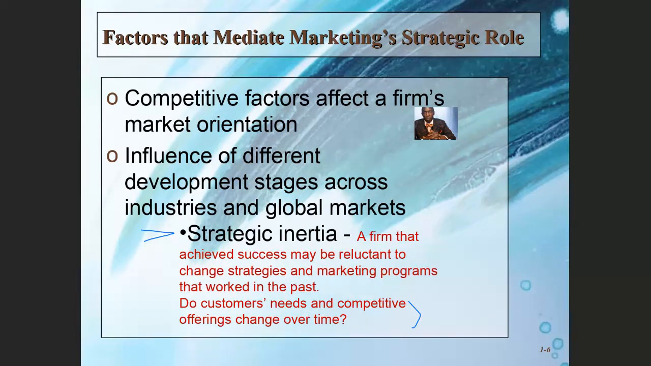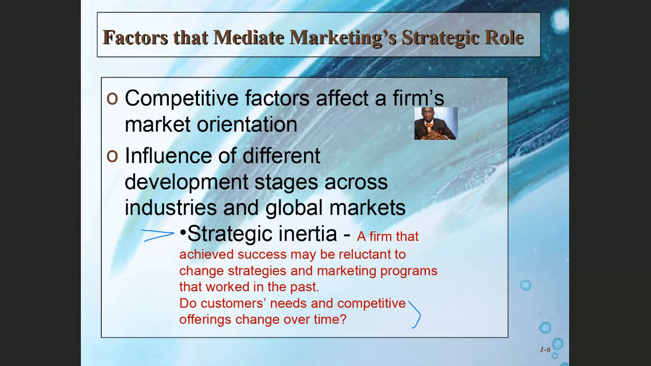So if we go back up to different development stages across industries and global markets, that'll mediate the strategic role of marketing in the firm, because competitive factors affect the firm's market orientation all the time, and it changes. Consumers change from age 15 to age 25 to age 55. Now, if the entire population is aging that way, the macro effect on that is going to affect what consumers and customers want to have. So we would always rather be more proactive than reactive, because things change.